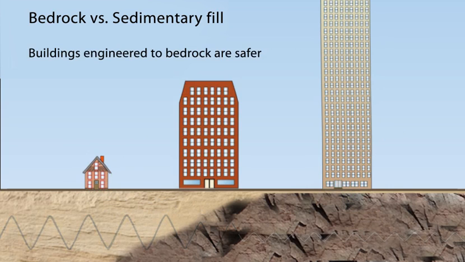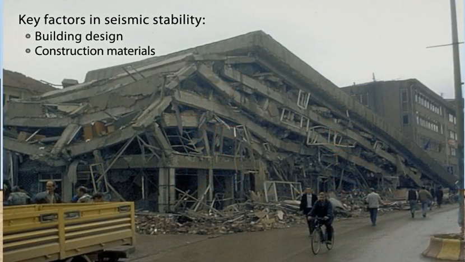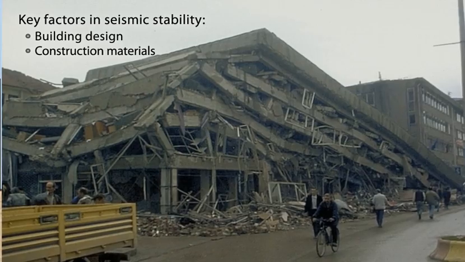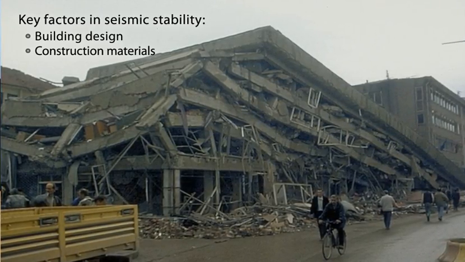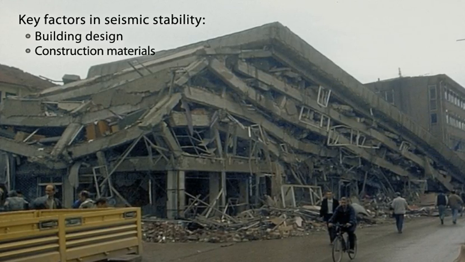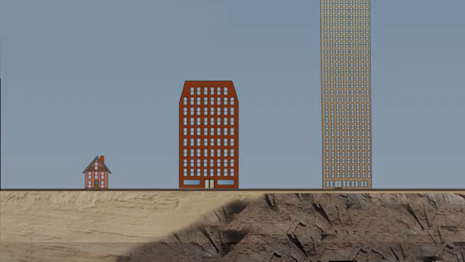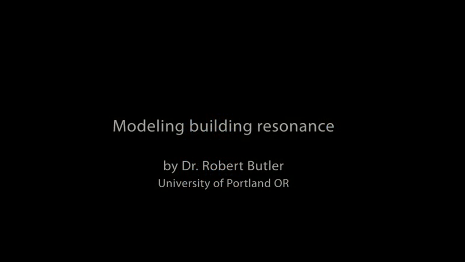Resonance is one factor that contributes to earthquake damage. Of equal or greater importance are building design and the quality of construction materials. By determining the resonant frequency of the ground beneath the building site, the building design can be modified so that a resonance disaster does not occur. The following demonstration shows how to model resonance in the classroom.